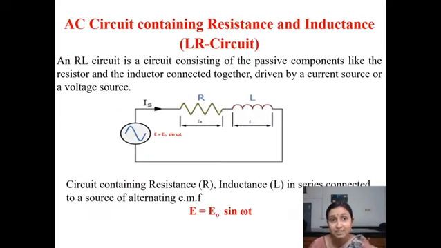Our topic is AC circuit containing resistance and inductance. LR circuit. An LR circuit is a circuit consisting of passive components like resistance and inductor connected together, driven by a current source or voltage source. Here, resistance and inductors are passive components. These are connected in series, and the power supply is a current source or voltage source. Here, the voltage source E is equal to E naught sin omega t. The circuit contains resistance and inductance in series connected to a source of EMF E equal to E naught sin omega t.